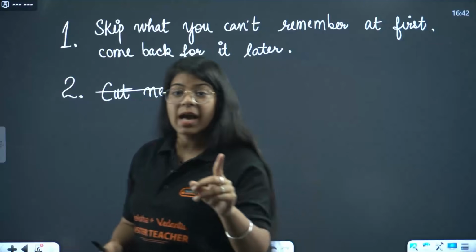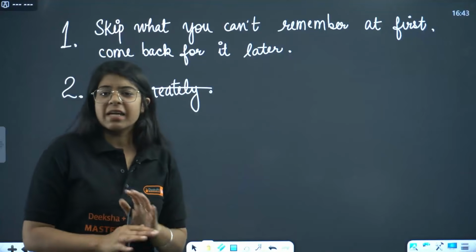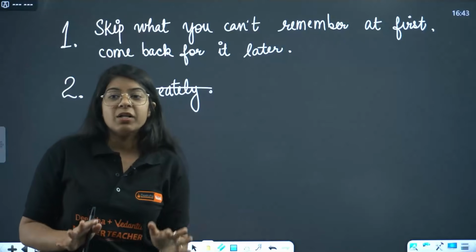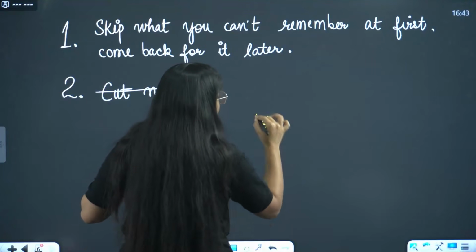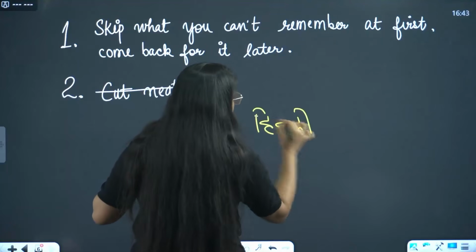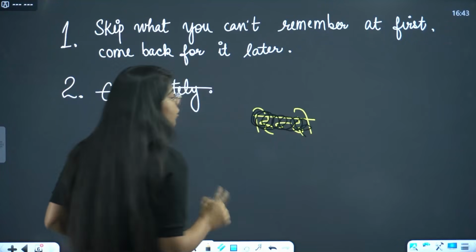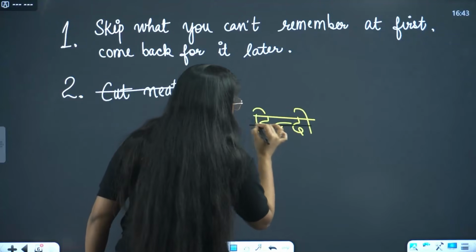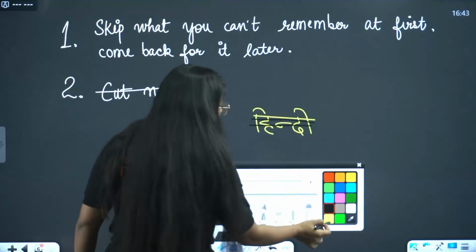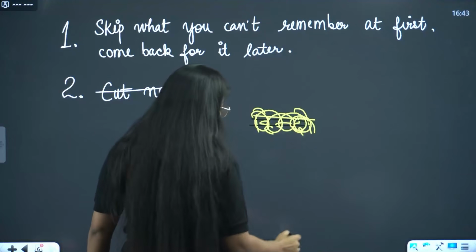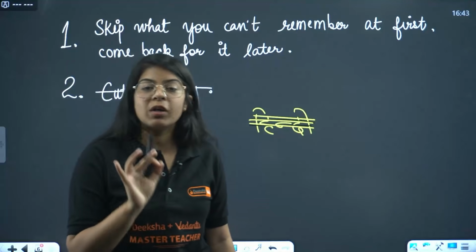Okay, and cutting neatly. Whenever you are cutting, we are humans, we can make mistakes, it's completely fine. But whenever you are cutting a question or a word, let's say it is written Hindi, don't cut it like this. No, don't do that, just do this. Maximum 2 lines and cut the word. Maximum 2 lines, not even 2 lines you don't need.